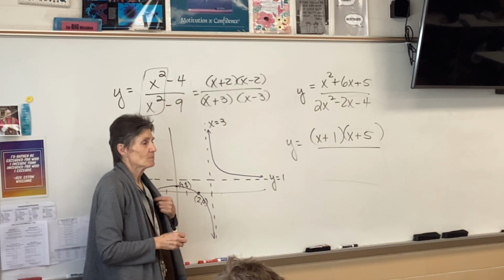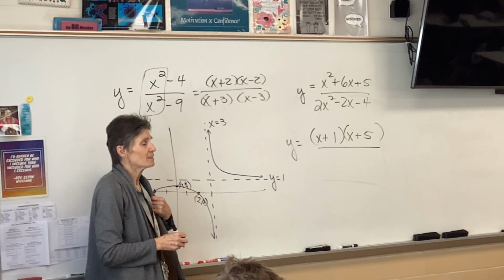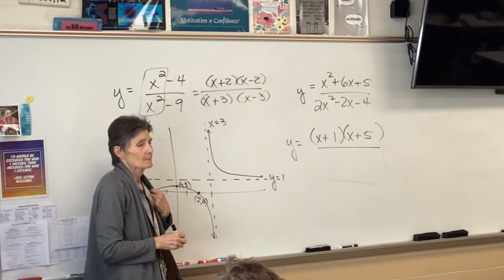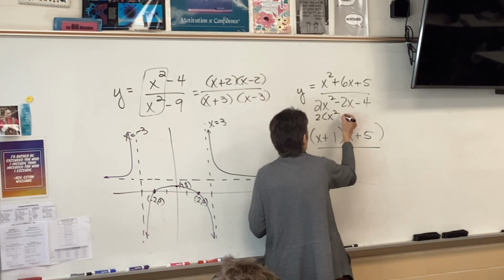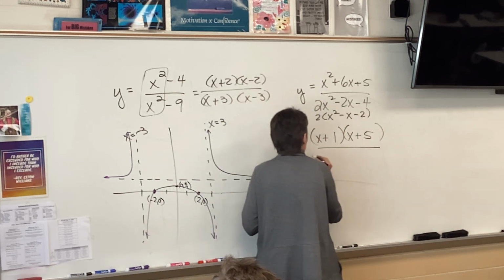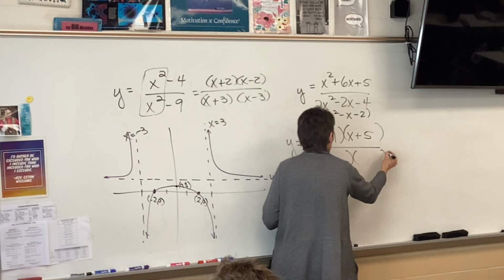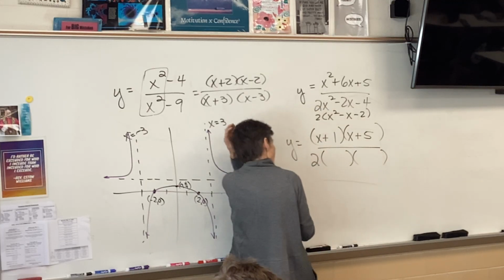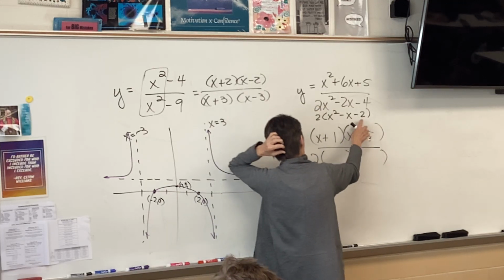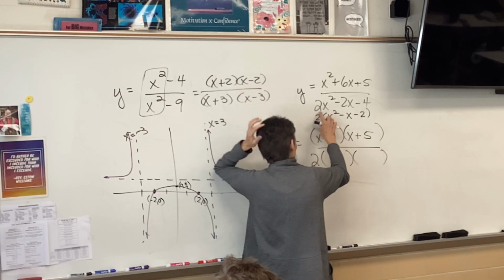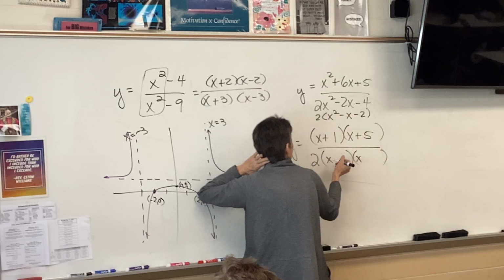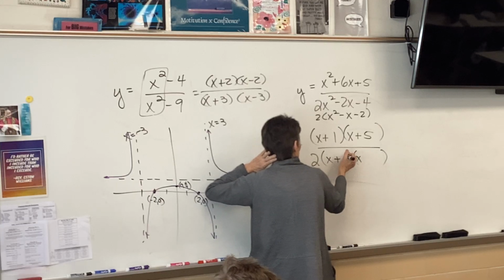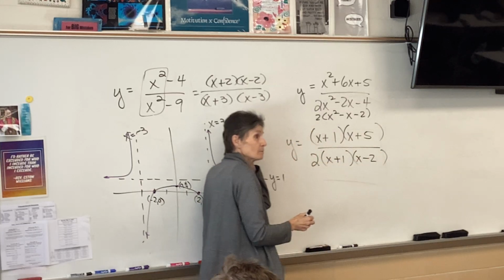Now, you're not done. What about the denominator? Gotta take out a 2. And then I should be able to factor it, hopefully. So how does x squared minus x minus 2 factor? I pulled the 2 out of it. That would be x plus 1, x minus 2.